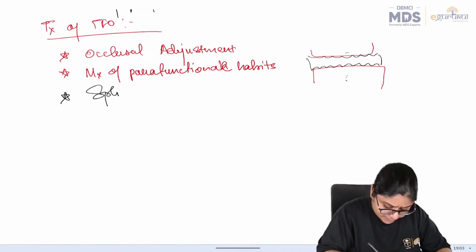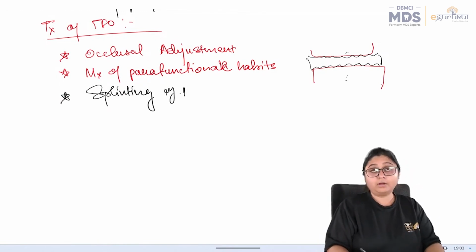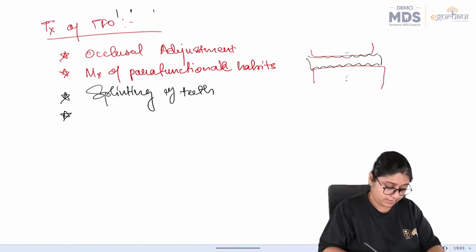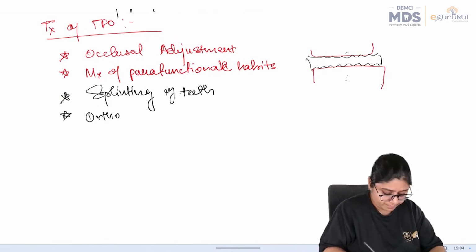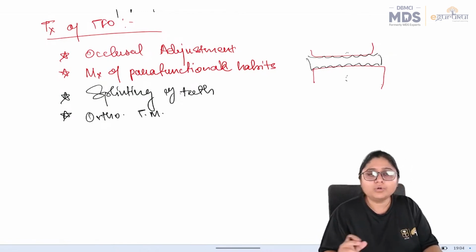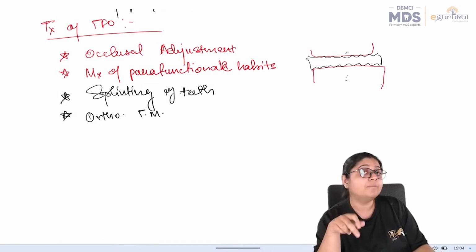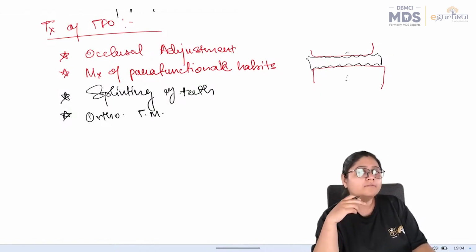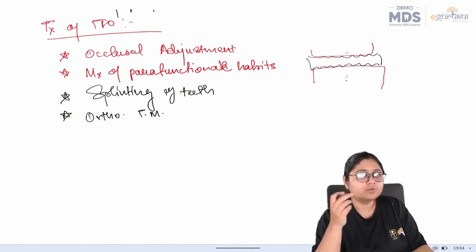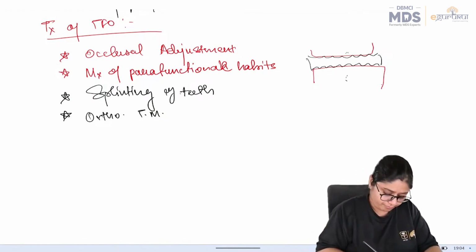Now splinting of teeth is done. Splinting is done to reduce tooth mobility. Then orthodontic tooth movement. Suppose a tooth is rotated. Only a single tooth in an arch is rotated and it is exerting abnormal force on the tooth. Then what will we do? We will try to bring the tooth to its normal position so that those abnormal forces are removed. So this is done with the help of orthodontic tooth movement, right?